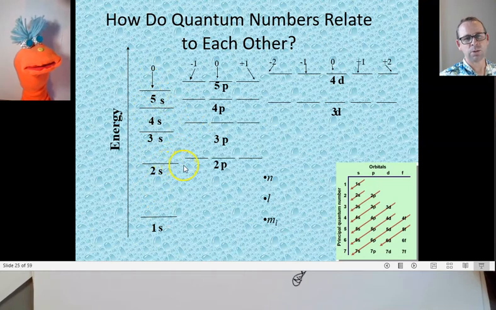But n equals 2, second shell, L equals 1, this is the P subshell, m sub L can equal -1, 0, or +1. All right, so we have 3 orbitals within a 2p subshell. Within this 3d subshell, can you tell how many orbitals we have? Well, I think I was falling asleep.